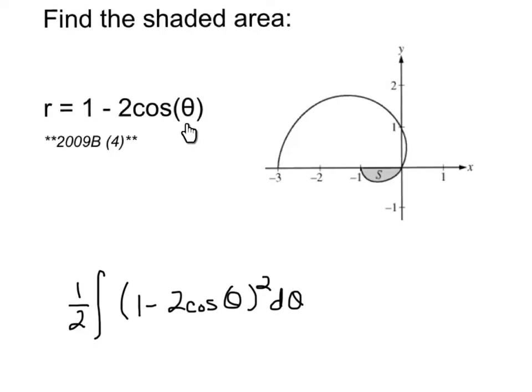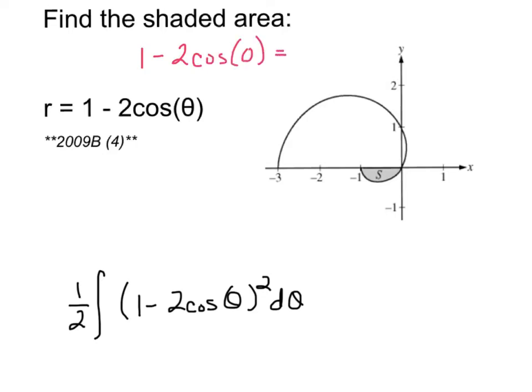Sometimes I like to just plug in values for theta to start getting a feel for where the graph starts. And by starts, I mean when theta is 0. Where are we in the graph if we plug in 0? So I'm going to do that. If I plug in 0, 1 minus 2 times the cosine of 0 is what?